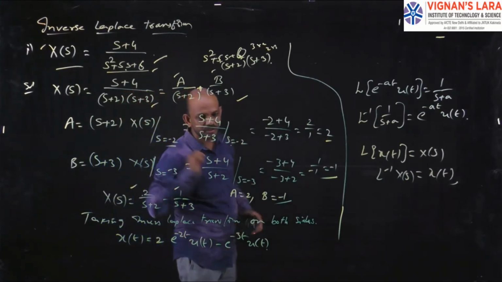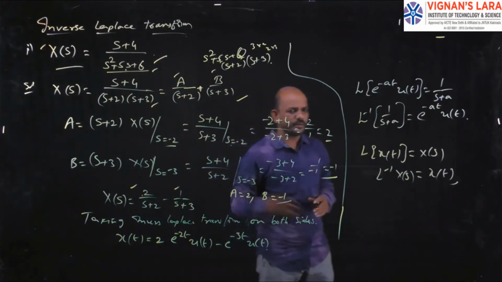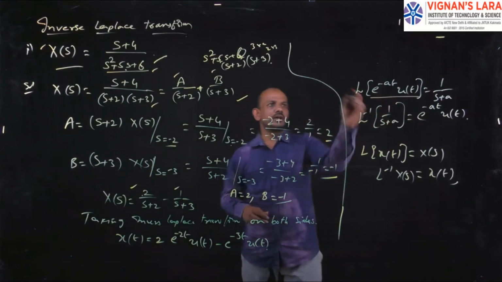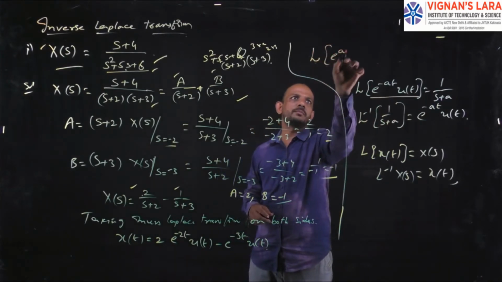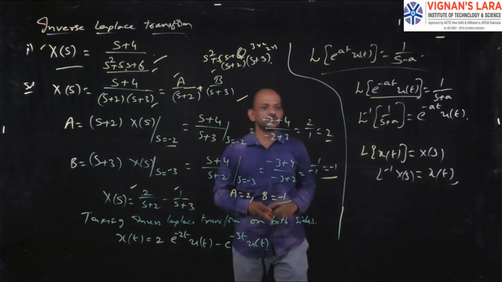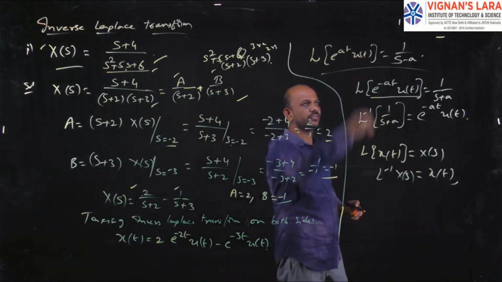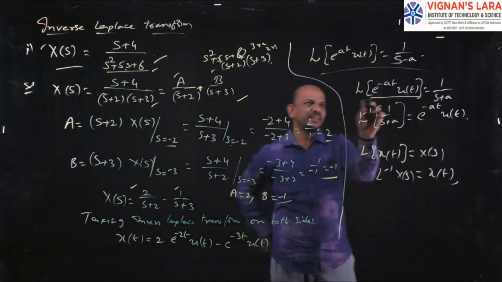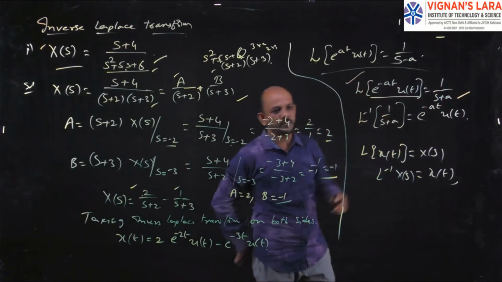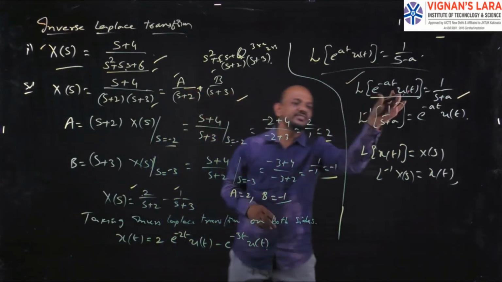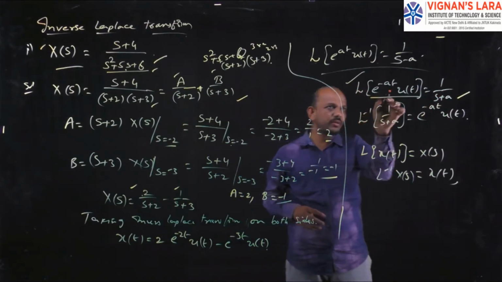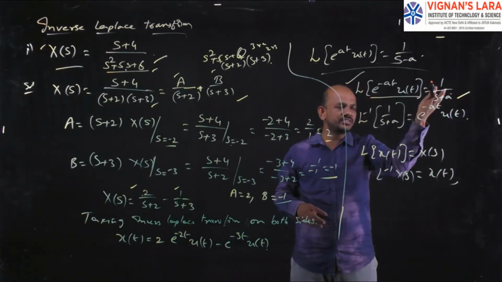First, you all know, I already proved this one. The Laplace transform of e power at into u of t is equal to 1 by s minus a. In the same way, the Laplace transform of e power minus at into u of t is equal to 1 by s plus a. You know this formula, the basic formula. So by using this, I can get the inverse Laplace transform of this one.